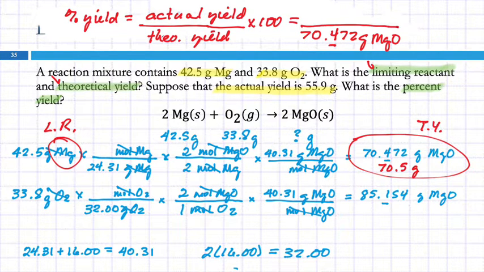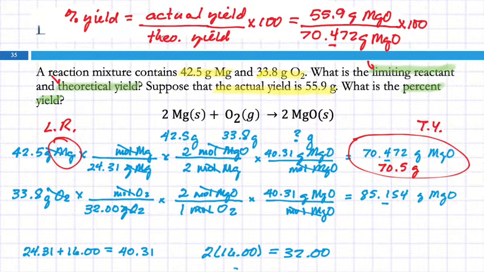What's my actual yield? 55.9. If this was an experiment we were doing, and like with our copper, collect the copper and you weigh it at the end, that's your actual yield. That's how much you actually got back. But if we're not doing the experiment, then they have to tell us that somewhere in the problem.